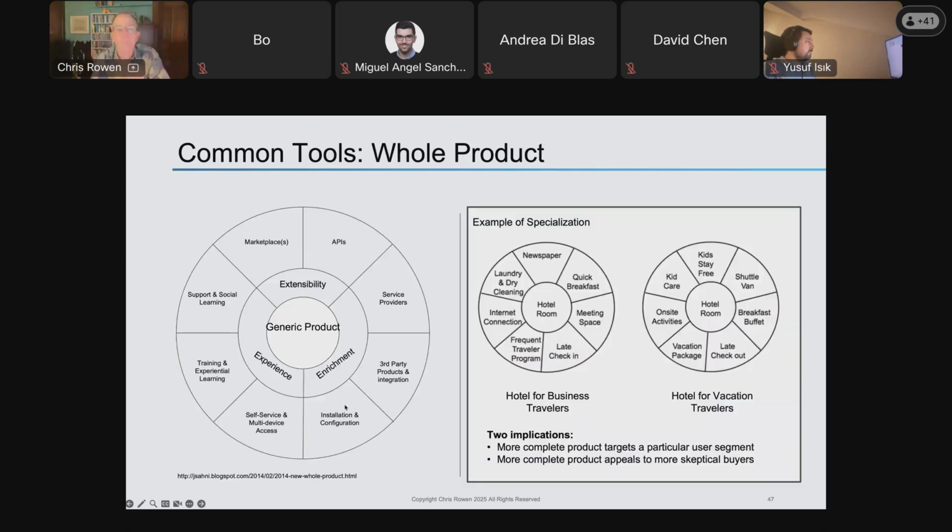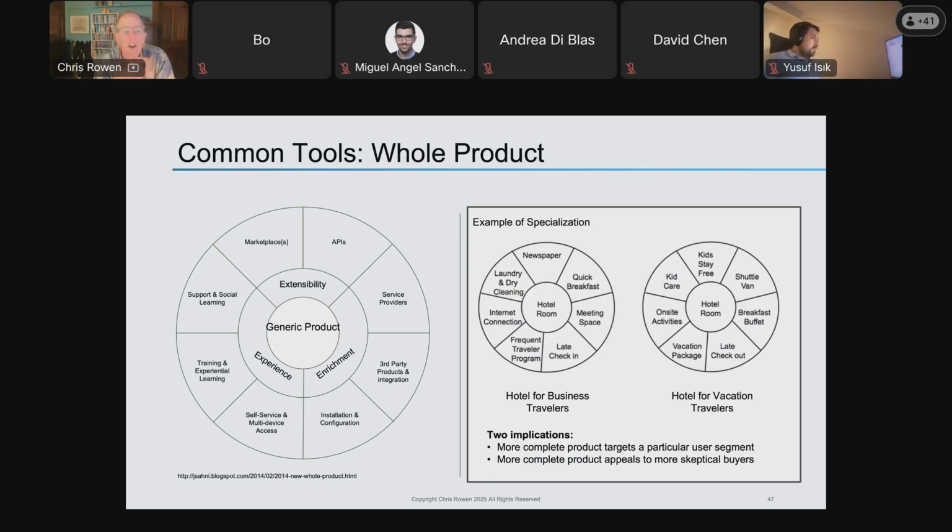Next tool, whole product. This is a pretty obvious thing, but it's really a reflection of the fact that you're not focusing on users, you're focusing on use cases where there's a specific opportunity in time and place and circumstance where your product is going to get used, and you want to make sure it does that well.